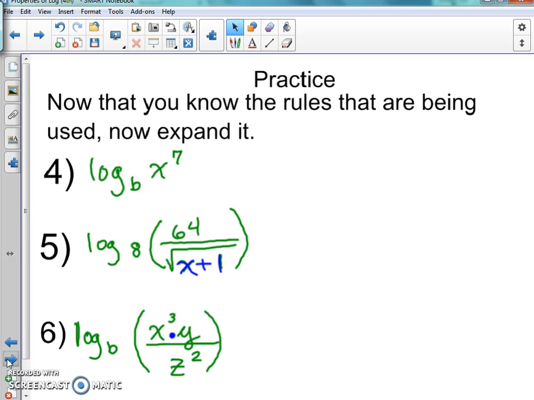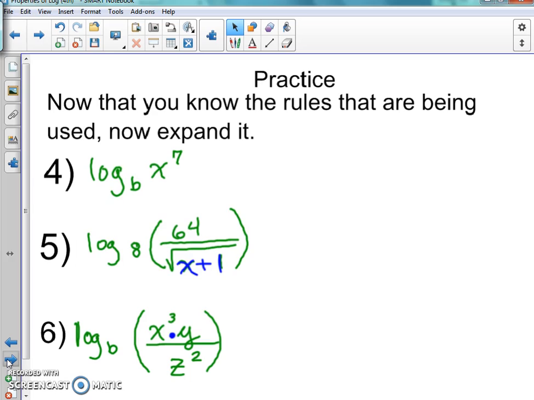Number 5, just to check yourself, you should only have 2 rules going on there. Only 2. And for the last one, you have 3 rules going on there, all 3 of them, so you should be using those. For number 5, just make sure you use the right 2 rules. And for number 6, make sure you do the right rules in the right order. If you want to do a different order than what I told you, that's fine, but make sure you expand it out correctly. And if you can put everything in the calculator and get a decimal answer, make sure you get a decimal answer and round it to 3 decimal places.